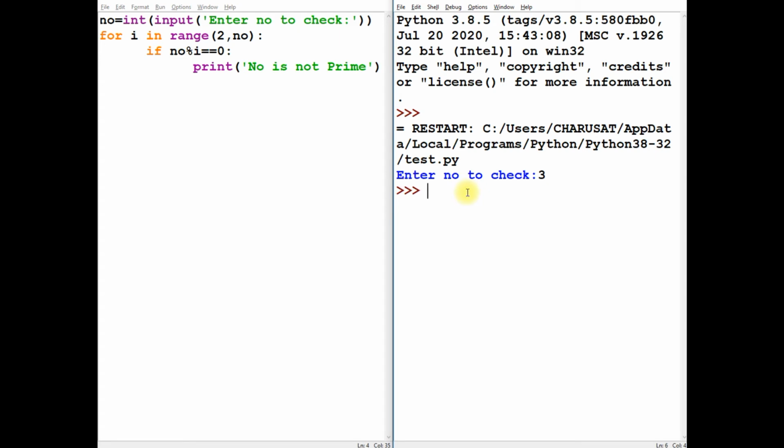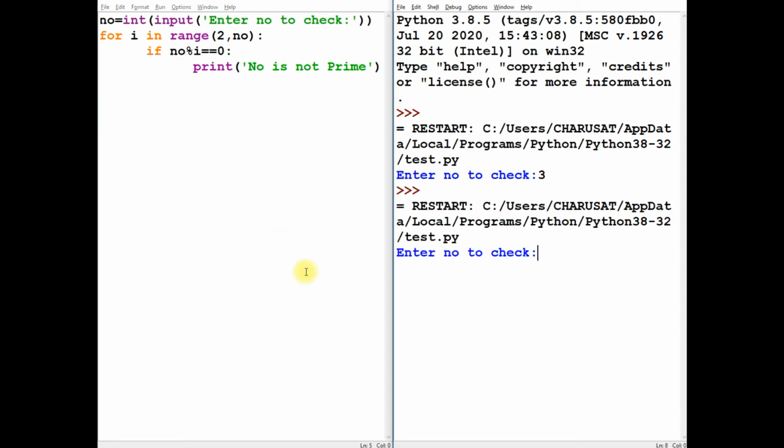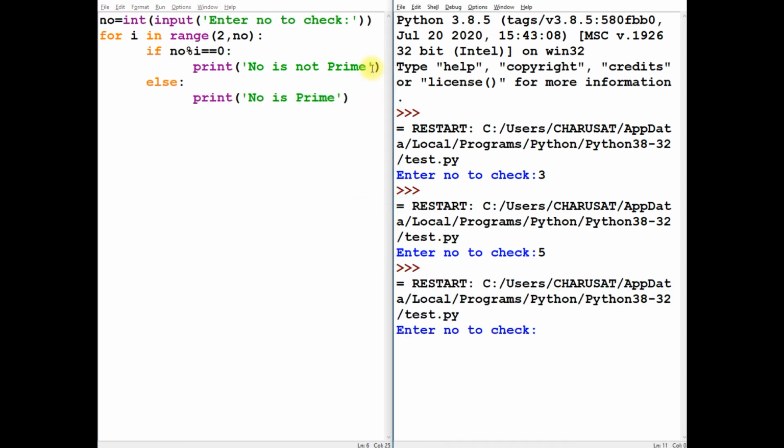Now let's run this program again. Again it is asking me number. Let us say 5. Again I don't get anything. That means these numbers are prime number. So what I can do is I can have else number is prime. Okay, I'm running this code again.